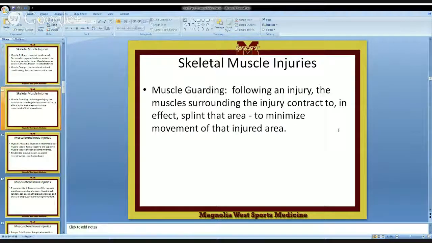Slide 10. Skeletal muscle injuries. You have muscle guarding. Remember, we talked about this. We had an athlete who dislocated his shoulder, and the muscle guarding would not allow it to go in. Following an injury, the muscle surrounding the injury contract to where they splint the injury or the injured area, and it's to minimize movement in that area. Sometimes that's good, sometimes it's not so good. It wasn't so good with a shoulder.